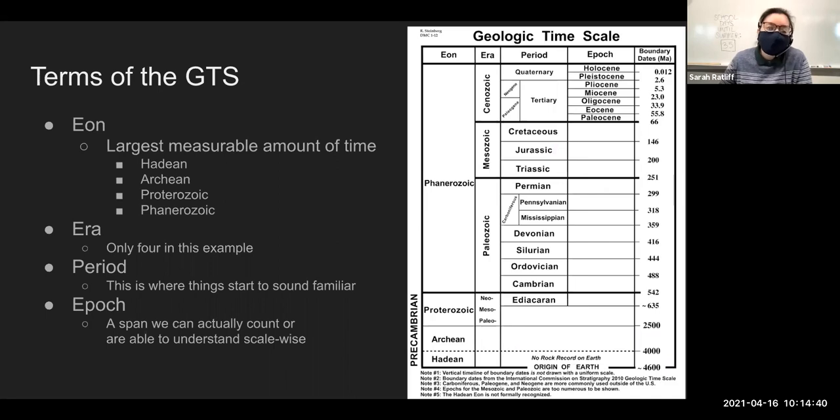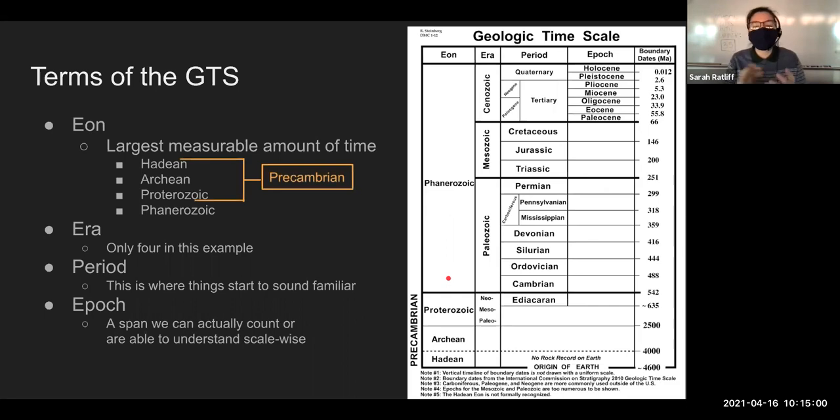Our largest measurement of time is called an eon. Looking at our GTS here, the eon is the first column, and there have been 4 eons. We are currently living in the most recent one, obviously. The first 3 were before that Cambrian explosion. They are what's considered pre-Cambrian. And ever since the Cambrian explosion, that Cambrian period, we've been hanging out in this one eon.